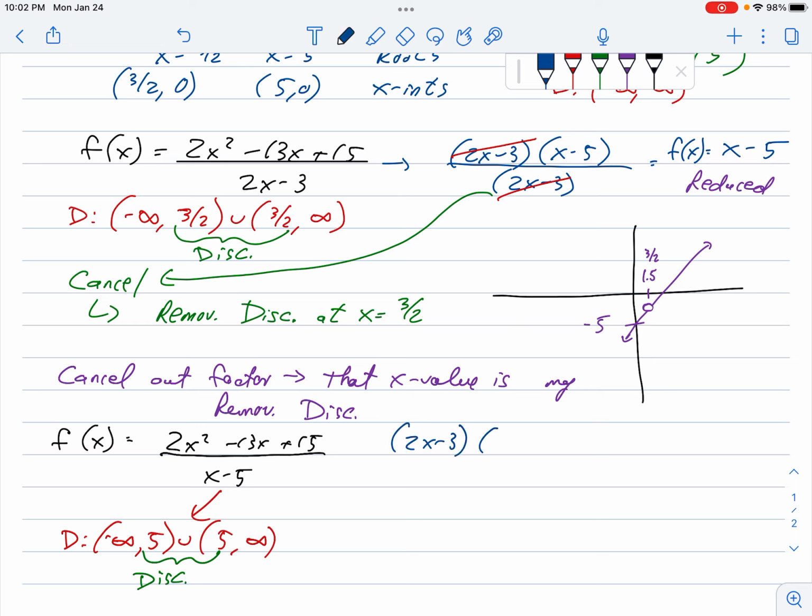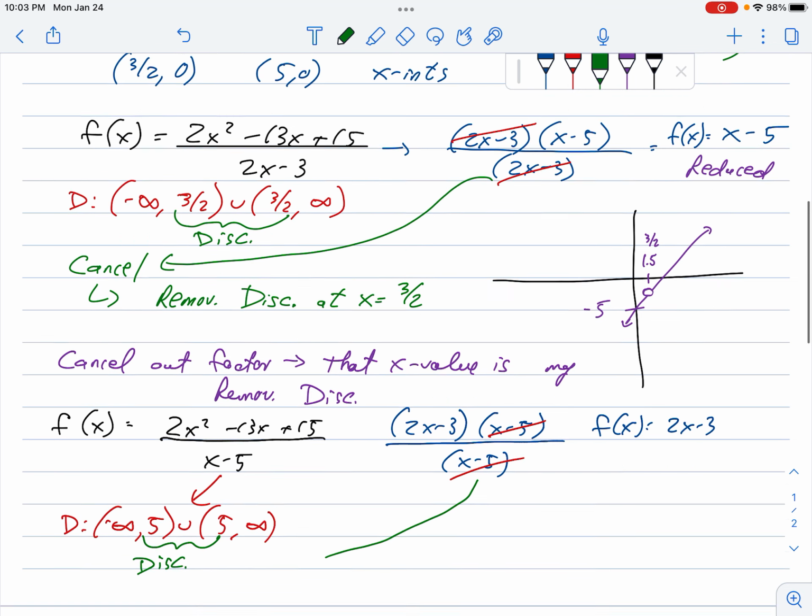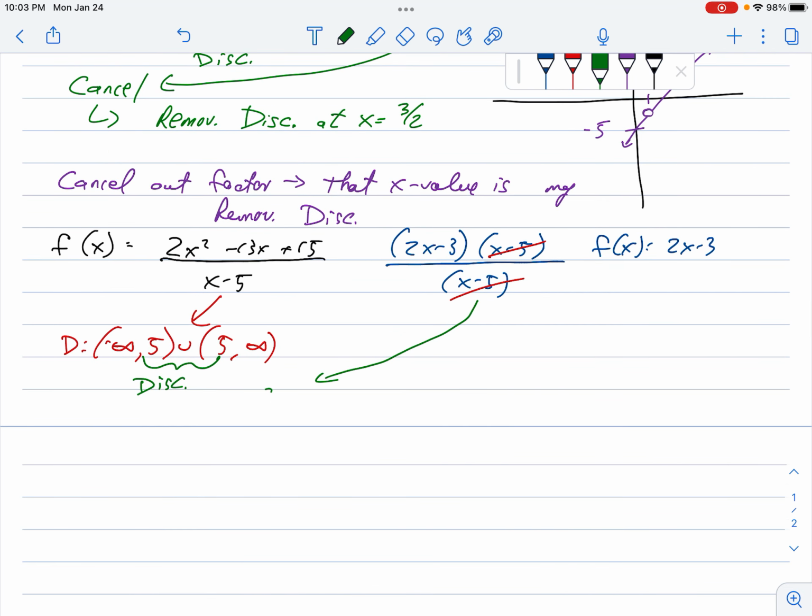Look at my numerator, I factor that. Look at my denominator. I'm able to cancel out the x -5 and be left with a reduced, simplified 2x -3. And that tells me that at the value x -5, I'm able to cancel that, so that means I have a removable discontinuity at the x value, x equals 5.